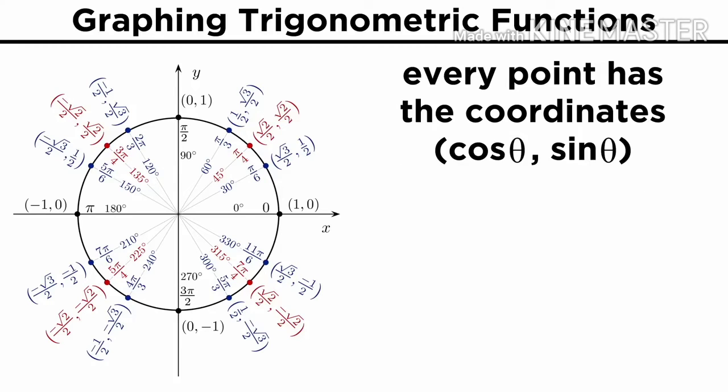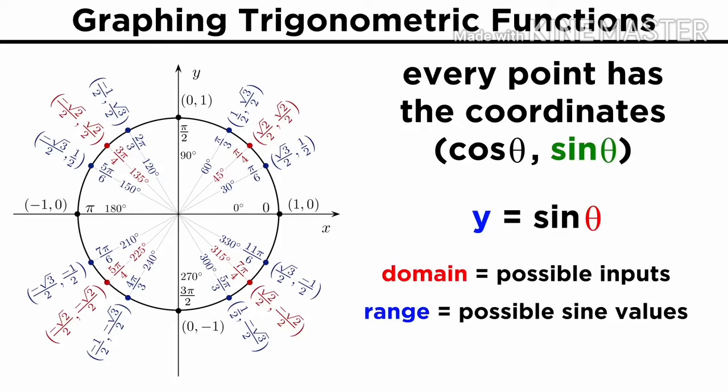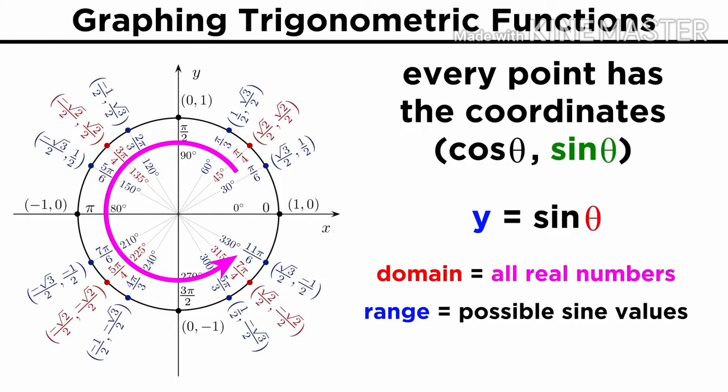Looking back at the unit circle, we know that each point has the coordinates cosine theta, sine theta. So looking first at sine theta, the domain of this function is the set of all the angles we could plug into this function, and the range of the function is all the possible values for sine theta. This means that the domain of sine theta is all real numbers, since we could plug in any angle.